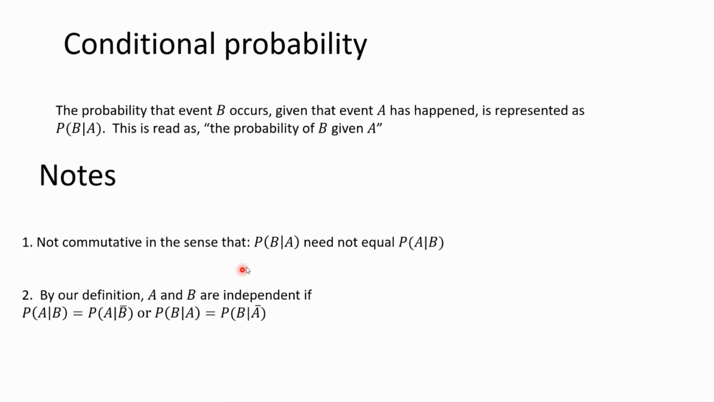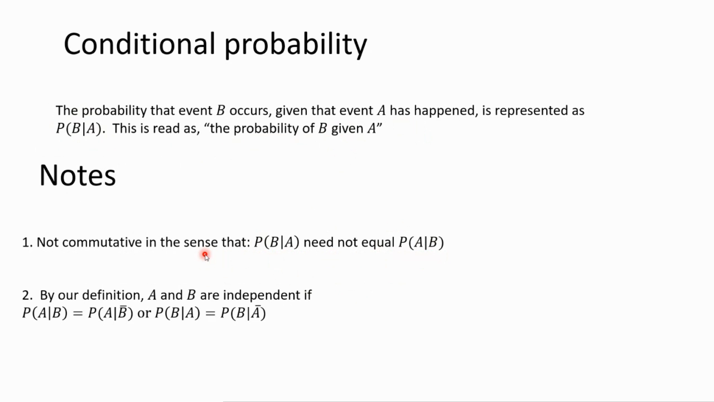These are just some other things I said last time. First, it's not commutative, in that the probability of B given A may not equal the probability of A given B. Can that ever happen? I want to say yes, but don't assume that these two are always equal to each other. That's what I'm trying to say.